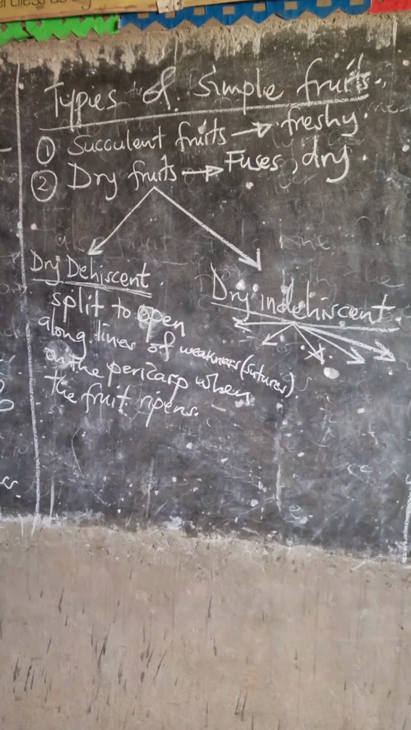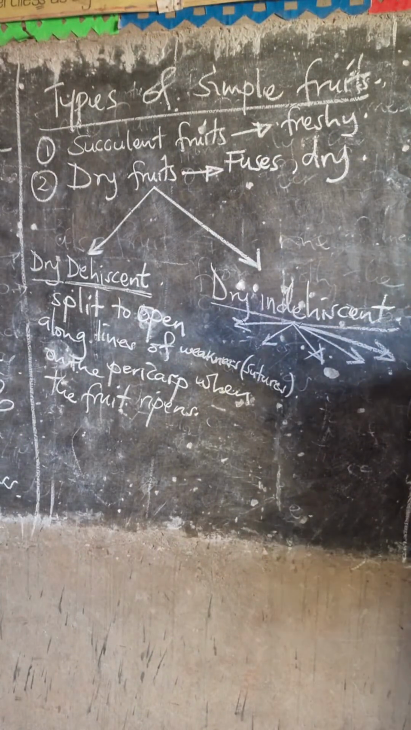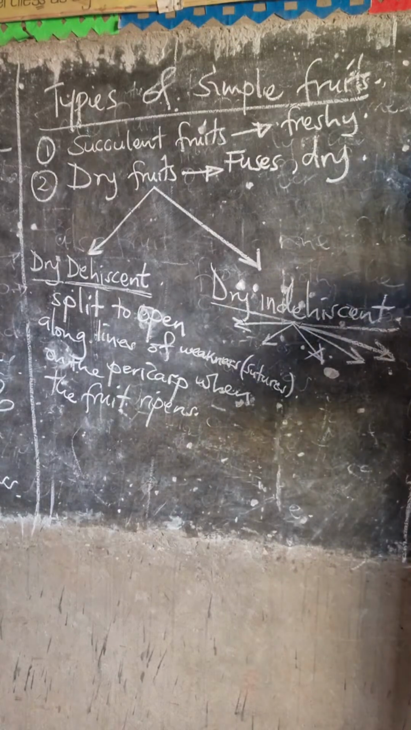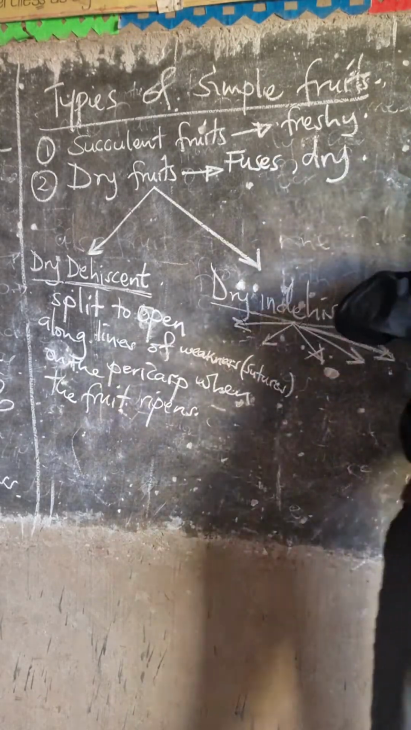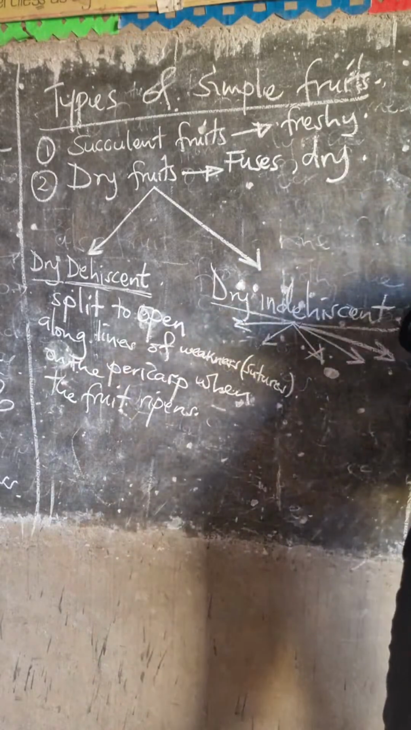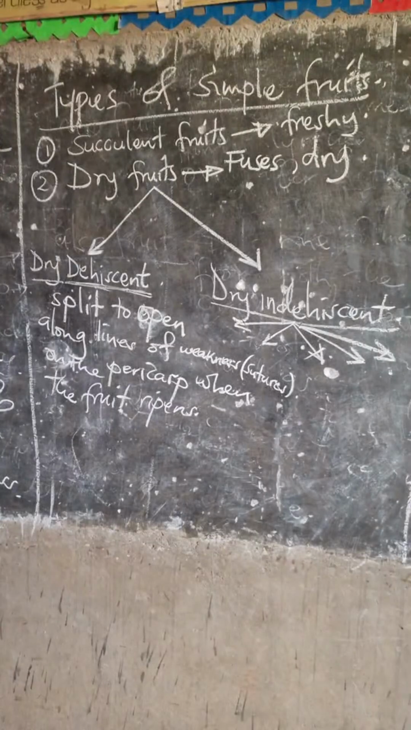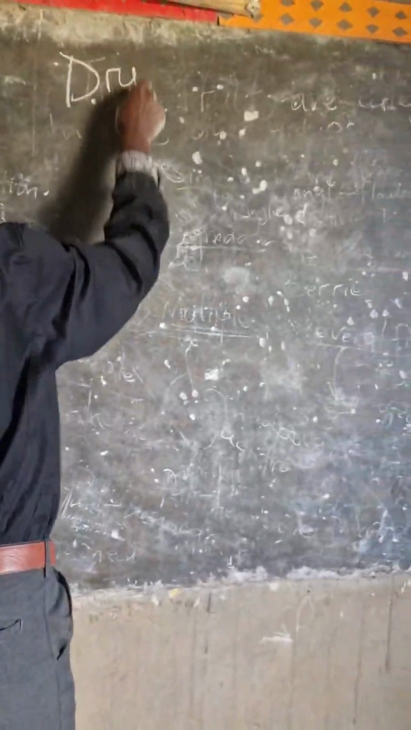Let me hope we are together, Team Freya. Is it Team Freya? Yeah. Yes. Let me hope we are together. So let's move on and look at the dry dehiscent fruits in detail. Saying yes, sir. Okay. Great. I'm grateful.